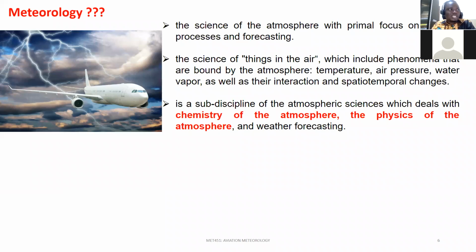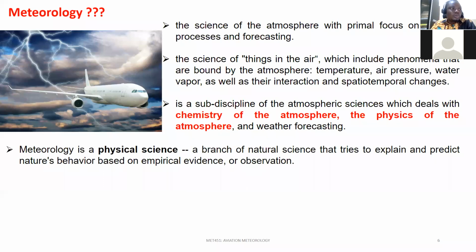All right, and as the name implies, we have meteors and logos. Meteors is an expression for air, that's the atmosphere, and logos is study. And so that's how the word came about: the study of the air or the study of the atmosphere. All right. So we also say that meteorology is a physical science, and it's a branch of natural science which tries to explain and also to predict nature's behavior based on empirical evidence or observation.